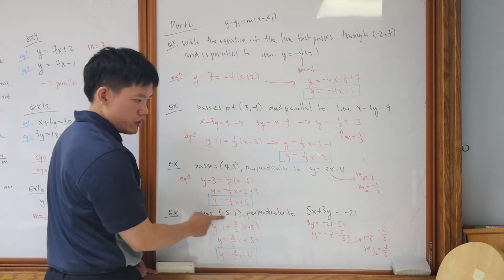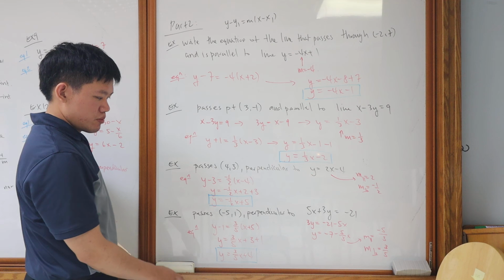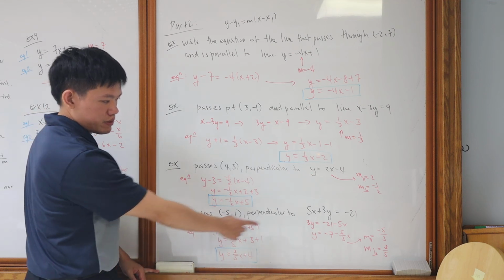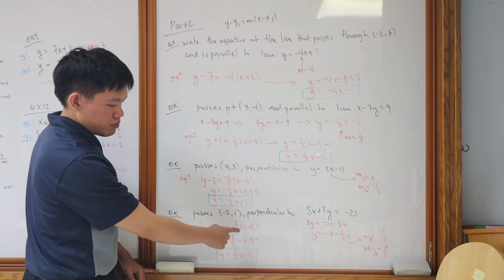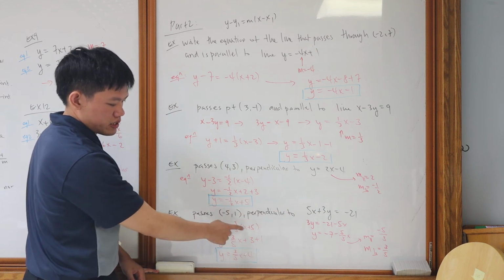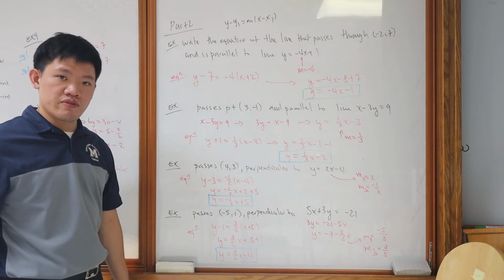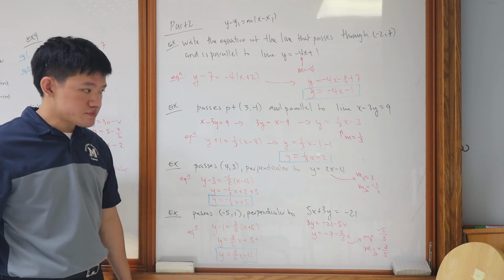So again, we have a point and we have a slope. We can write it in point slope form. So y minus 1 is equal to 3/5, because that's the perpendicular slope, multiplied by x plus 5, since x minus negative 5 is x plus 5. By rearranging, we get y is equal to 3/5 x plus 4.